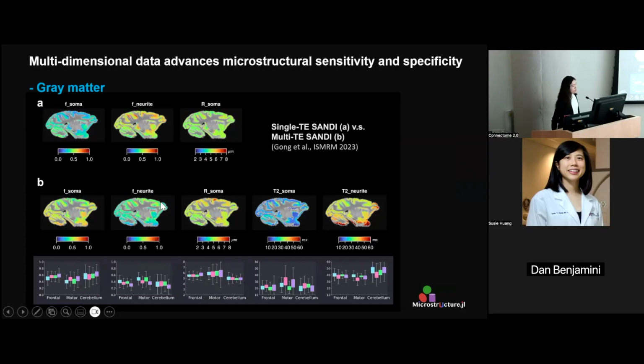So now let's move on to the multidimensional data. For this demonstration, we compared single echo time SANDI estimates versus multi-echo time SANDI estimates. This model was first demonstrated a few years ago on Connectome 1 data in vivo, in collaboration with Dr. Marco Palombo at Cardiff University. Here, what we see is that the multi-echo data is really able to detect the larger cell bodies in the motor cortex and also the smaller cell bodies in the cerebellum. And it is pretty consistent across the four macaque brains we've imaged so far.